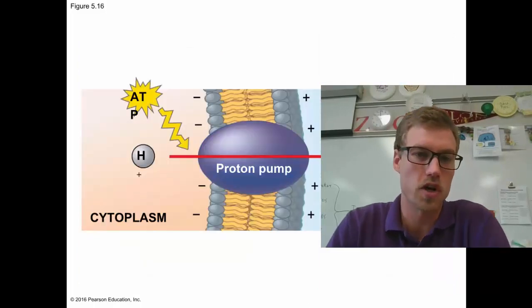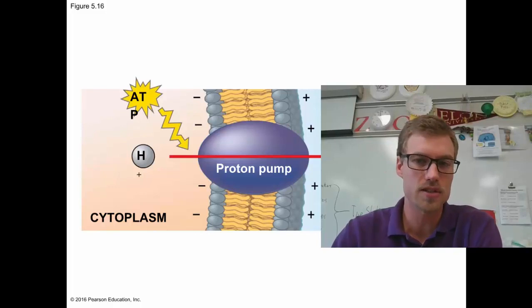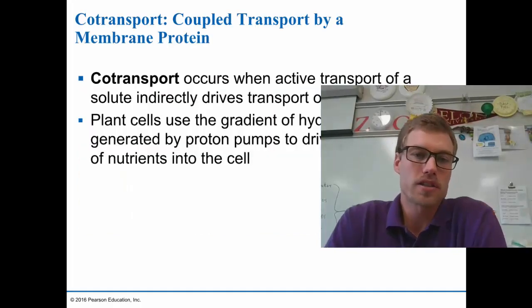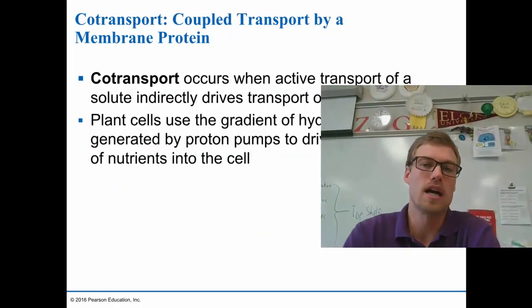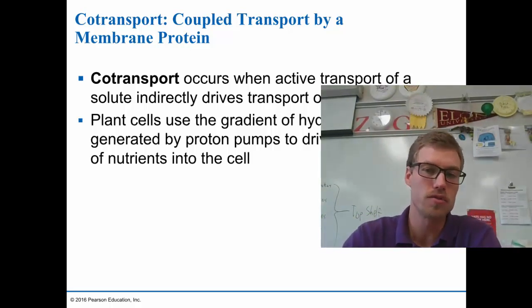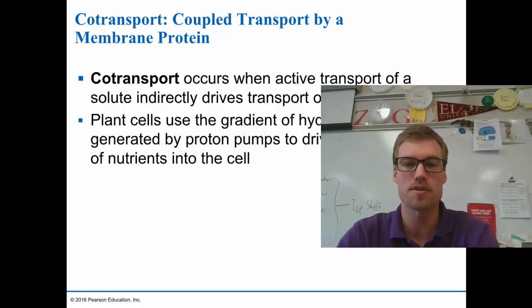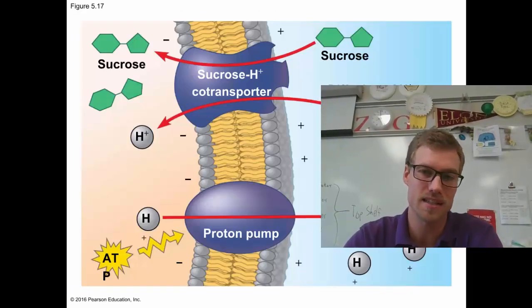Other examples of this are our proton pumps, where we pump protons from one side of a membrane to another. Again, we're moving things against the concentration gradient. We can also have co-transport. This is when active transport happens through indirectly moving one molecule that then moves another one. This is something that plants do a lot. They use proton pumps to drive active transport of nutrients into the cells.